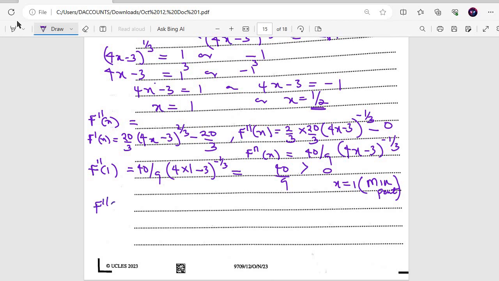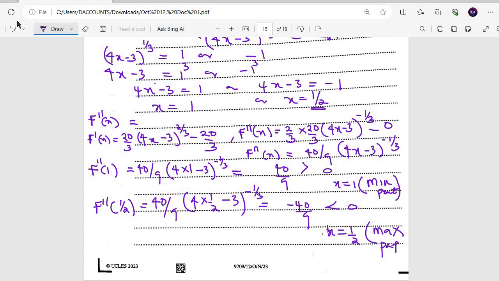Now when x is half, substitute for this. It's a power minus 1 over 3. This one will give us 2, and this one will give us minus 40 over 9, which is less than 0. So when x is equal to half is the maximum point, because d2y/dx2 is less than 0.